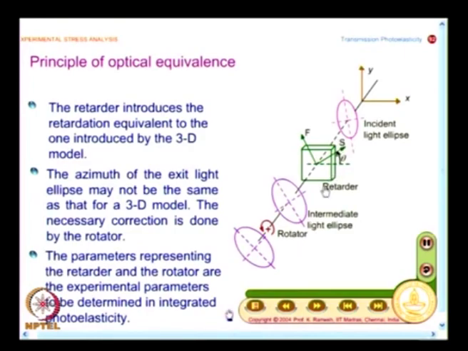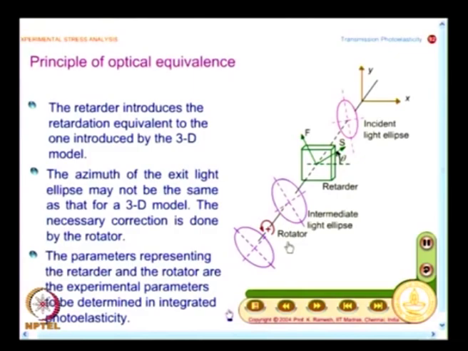Whatever that happens in the light path is replaced by a rotator here and a retarder. What it does optically is, whatever the incident light, the same exit light characteristic as that of a 3-dimensional model is maintained by this. So, experimentally what I am going to find out is the parameters of the retarder and the rotator, and theta refers to primary characteristic direction, theta plus gamma is the secondary characteristic direction, beg your pardon.